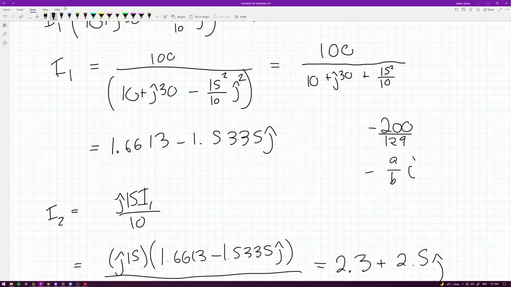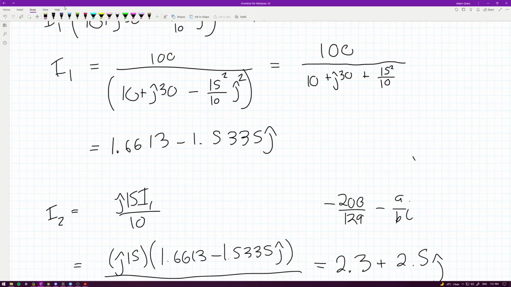Yes, like that. This is the number: negative 200 over 129 minus a over bi. That's the number. It's just that sometimes the calculator runs out of visual space and decides to write things stacked on top of each other. That's all it's going to be. So, let's check.